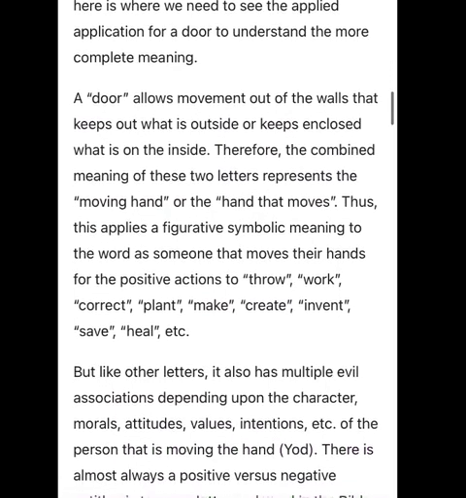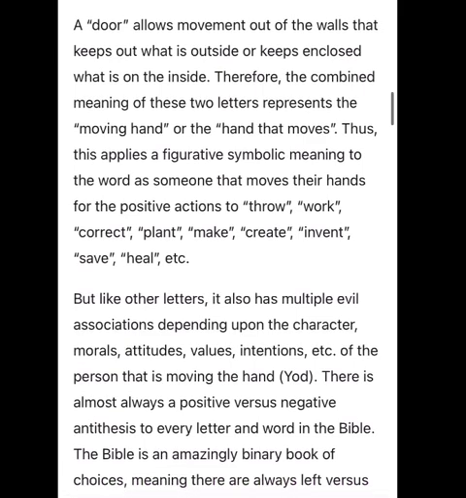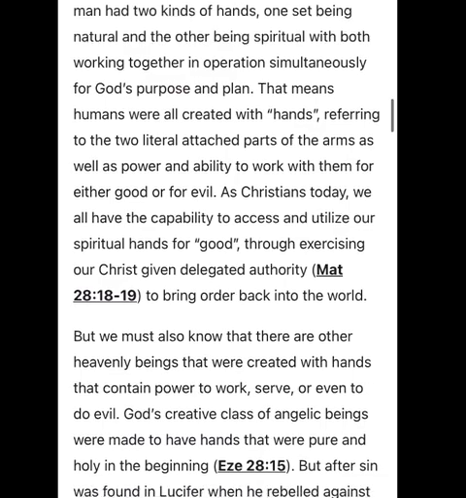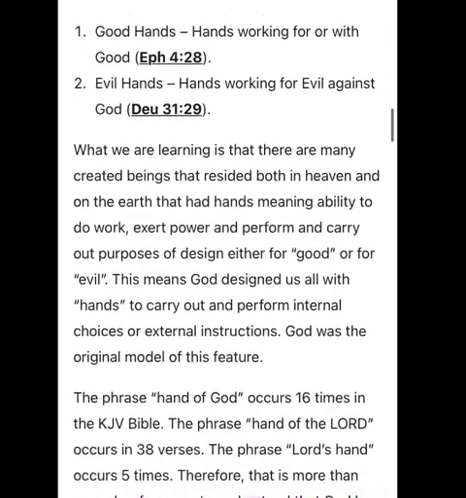A door allows movement out of the walls that keeps what is outside or keeps enclosed what is on the inside. Therefore, the combined meaning of these two letters represents the moving hand, or the hand that moves. Thus, this applies a figurative symbolic meaning to the word as someone that moves their hands for positive actions to throw, work, correct, plant, make, create, invent, save, heal, etc. All right. Which all of those actions are done with the hands.